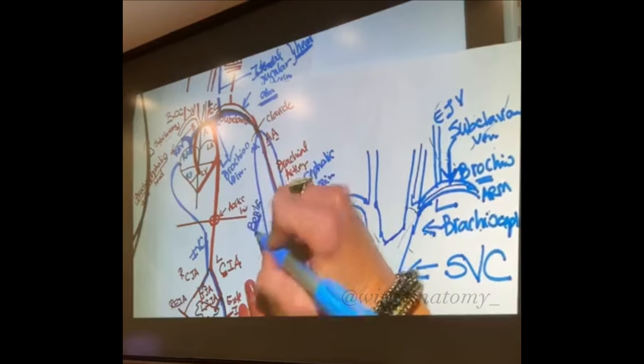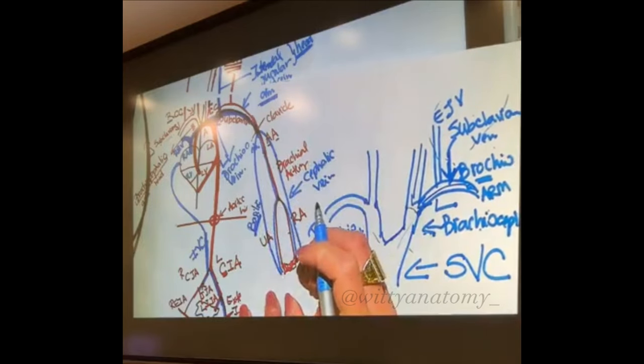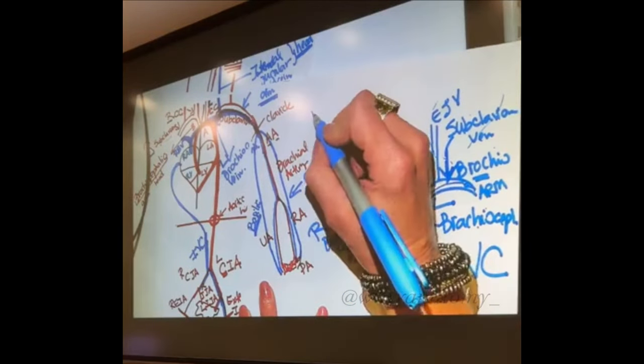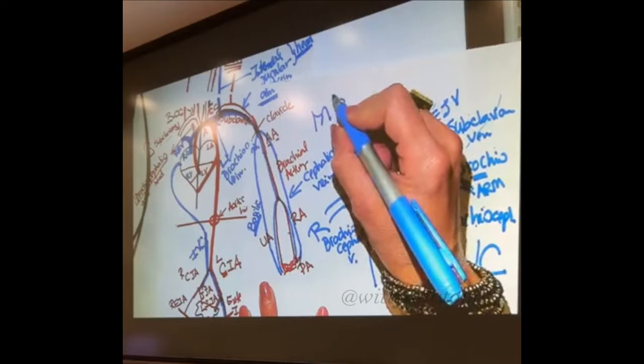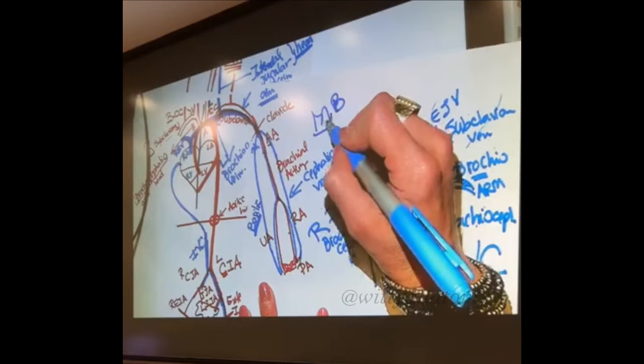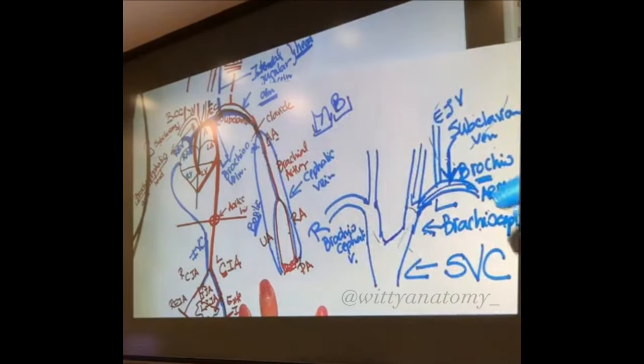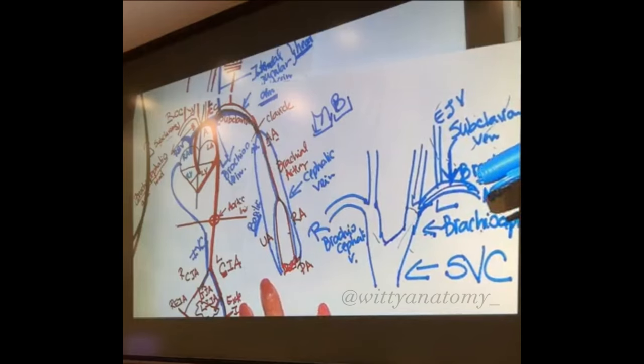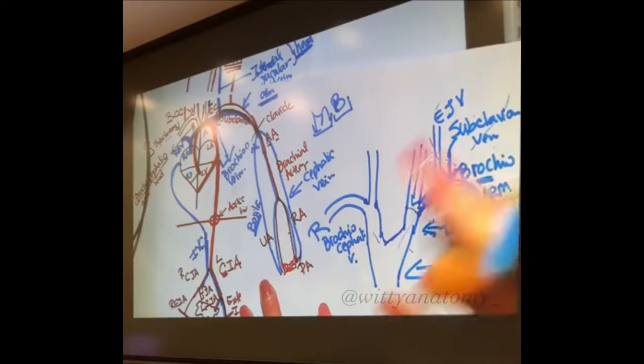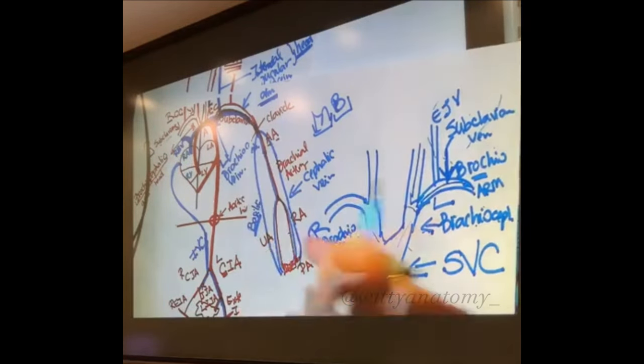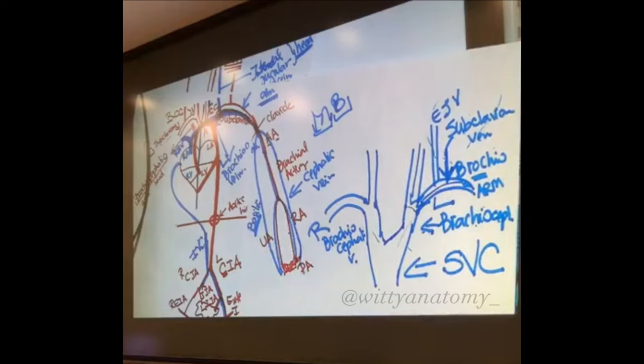How do you remember that the basilic is always medial? You remember Mercedes-Benz. You know the car? So the medial one is always the basilic. Oh yeah, you just come up with stuff so you don't mix them up. So the basilic, which is always medial, will take the blood from the anterior part of our upper limb. The cephalic, which is always lateral, will take the blood from the dorsal aspect of our hand and upper limb.